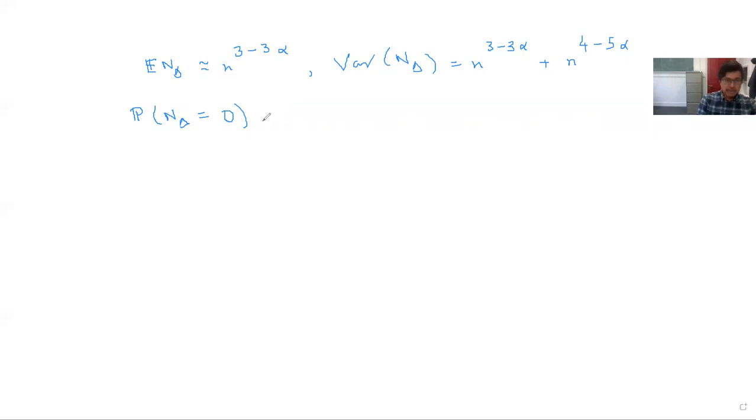So first, let's look at the event that the number of triangles is 0. Now, this event is clearly a subset of the event that the number of triangles minus the mean number of triangles, in absolute value, is at least as big as the mean number of triangles.